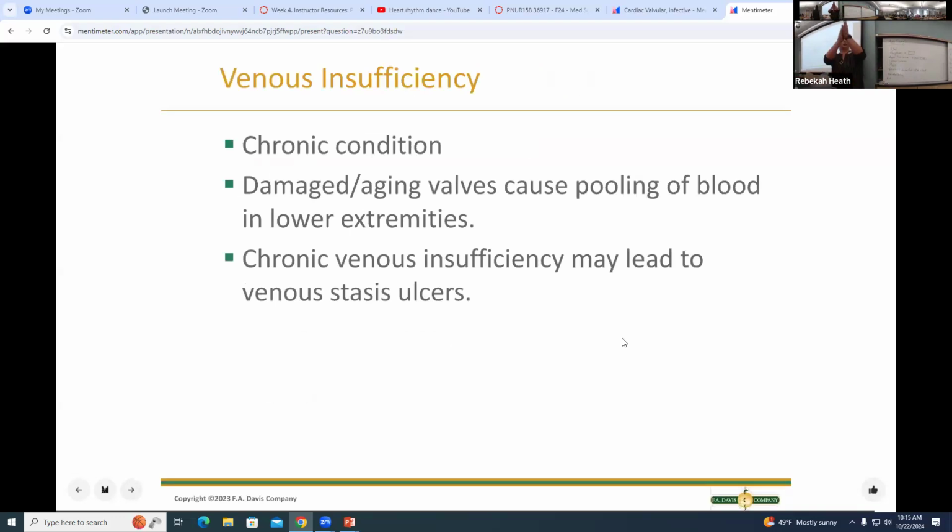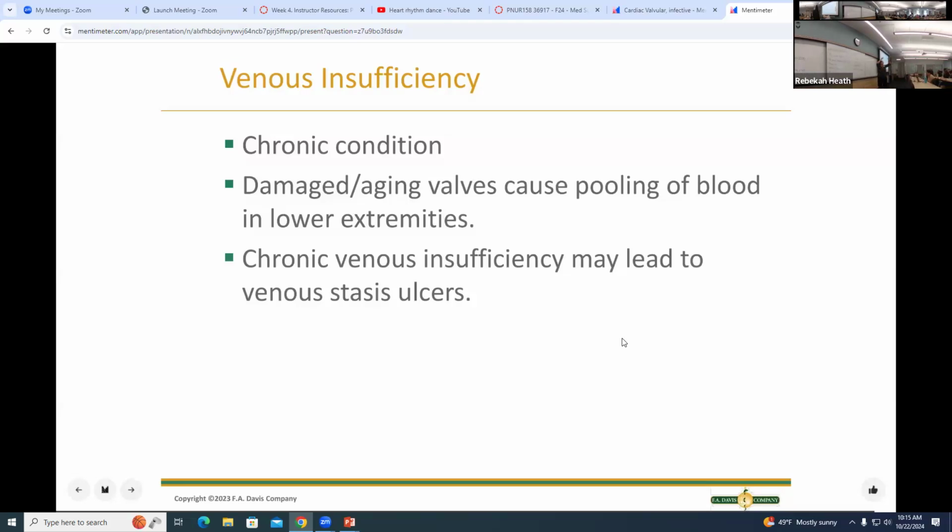Okay. Moving on. Venous insufficiency. So this is another chronic condition similar to peripheral arterial disease, but it's where the veins have some insufficiency. They're not able to function like they should. So it's usually the valves that are dysfunctioning, because the veins, remember, are returning all the blood back to the heart. They don't have that high pressure that the arteries do.